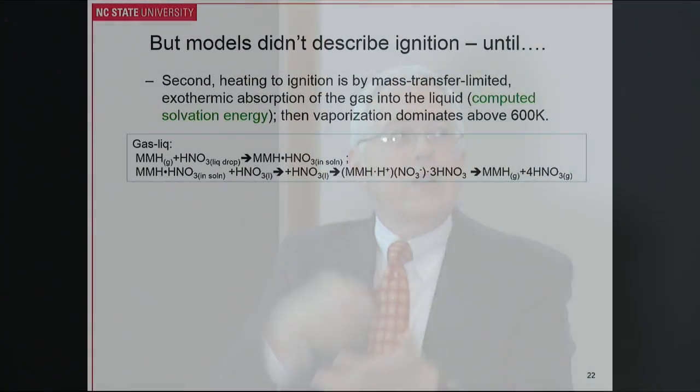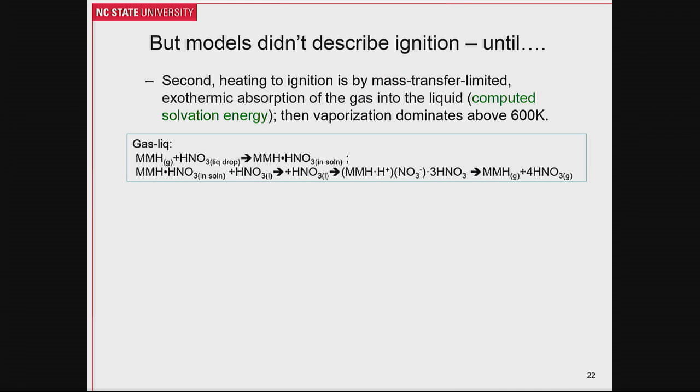It turns out that the key element there is that the gas coming to the liquid is mass transfer limited, but it begins to be exothermically absorbed into the liquid, and the solvation energy determines how fast the liquid heats up. We had to come up with the stoichiometry again that showed with, say, monomethyl hydrazine reacting with the nitric acid liquid would form a complex first, not react explosively, but form a complex.